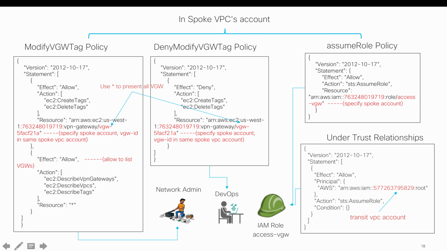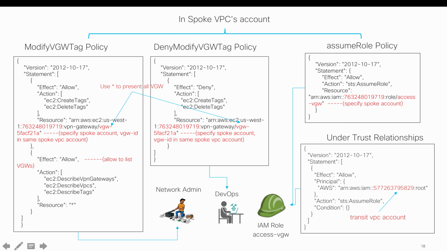And then it also needs other permissions. The first permission you put is to create tags and delete tags, because you want those people to do that. The second one is you need them to describe the VPN gateway, describe VPC tags, and VGW tags as well, so they can list the tags first and then modify them. And after you create this policy, you need to attach it to a network admin user, so they have those privileges to control the tags.